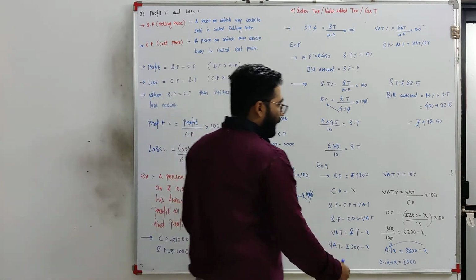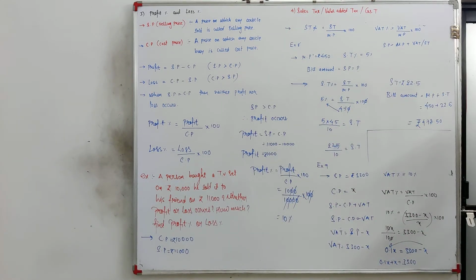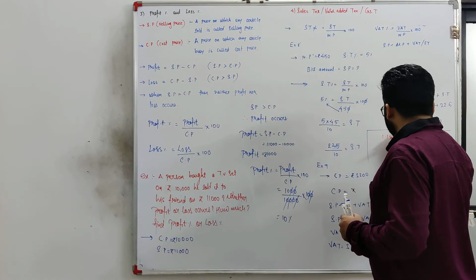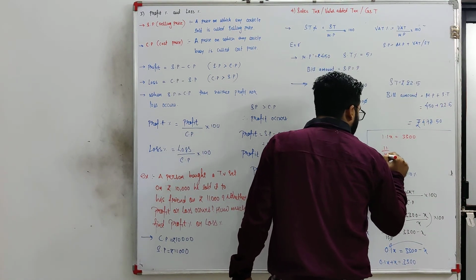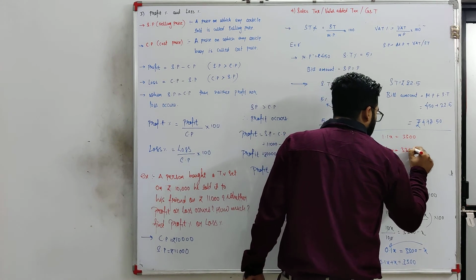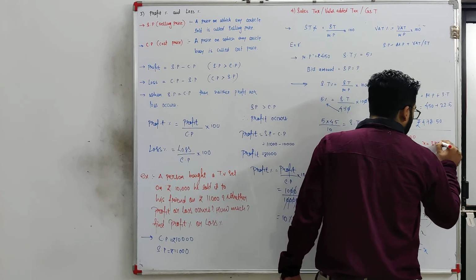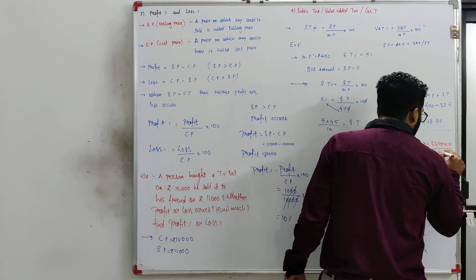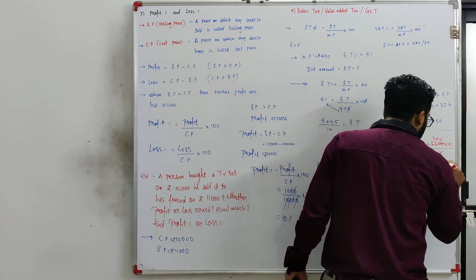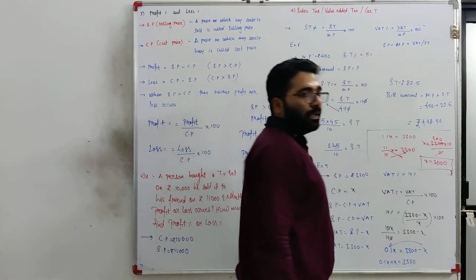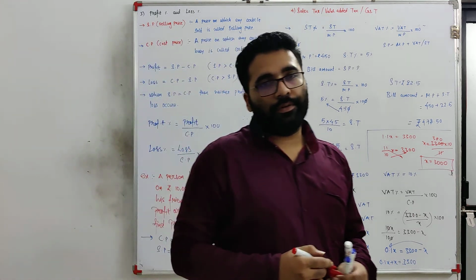Now let me see how to find it. Again it is 1.1X is equal to 3300. So 11 by 10 X is equal to 3300. When 10 comes here, 11 goes there, X is equal to 3300 into 10 divided by 11. 11 threes are 33, so X is equal to 3000. What is the cost price? The cost price is equal to 3000. And what is the VAT? The VAT is equal to 300.